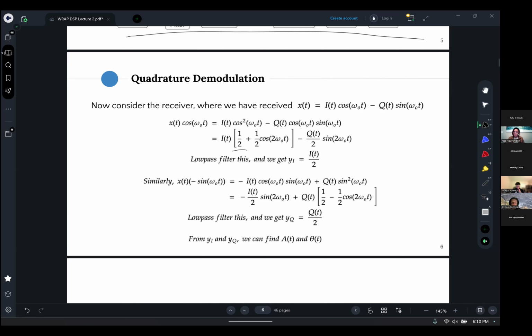And then when we low pass this, we can extract I of t, and then a very similar process for extracting the quadrature component Q of t. I assume all of this sounds familiar, but if anybody wants me to recap or talk about a certain section again, just ask me now.